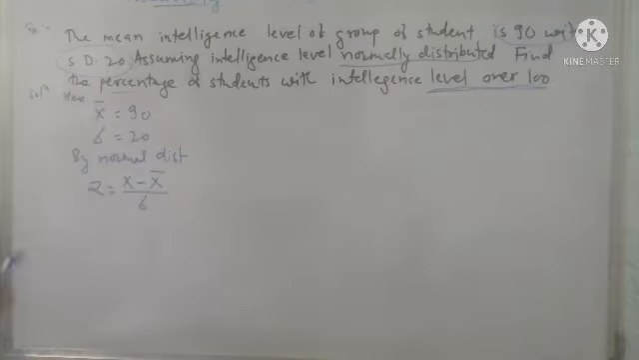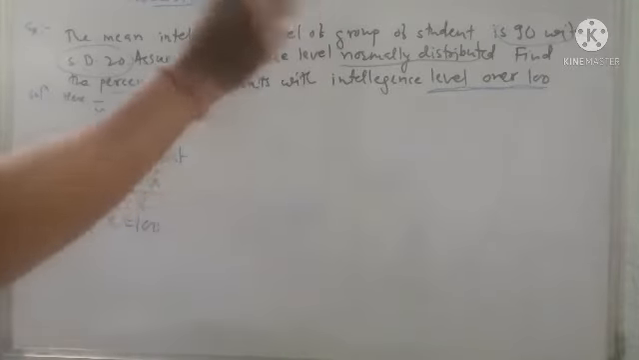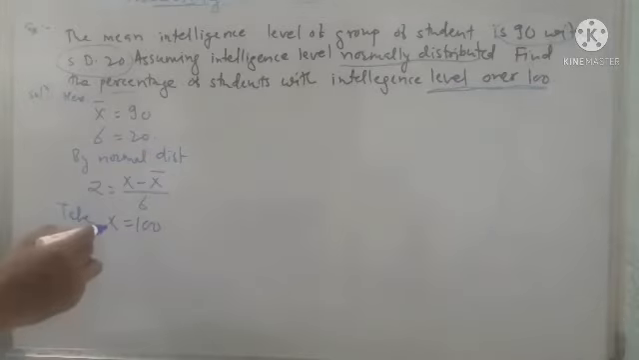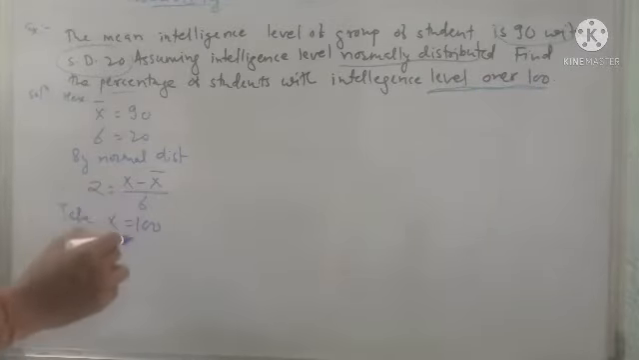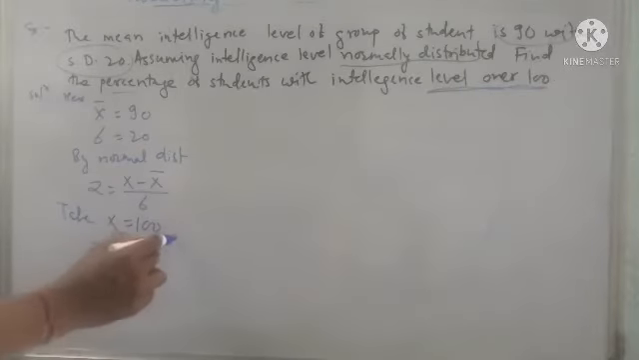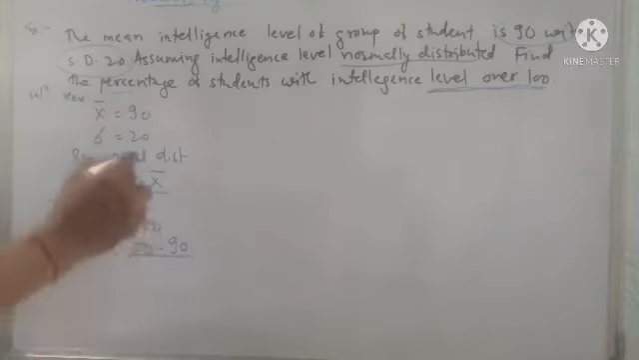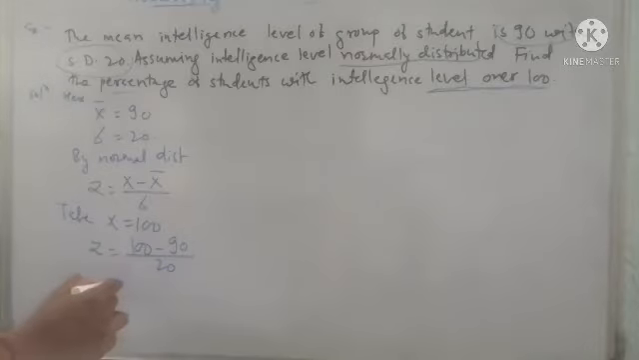Okay, so we take x as 100 as it is in inequality, and corresponding to 100 we evaluate z. We take 100 in the formula as x minus x bar, which is 90, divided by sigma, which is 20. So 100 minus 90 is 10, by 20, so z is here 0.5. So we define the normal variable as 0.5. Now the first part is completed.